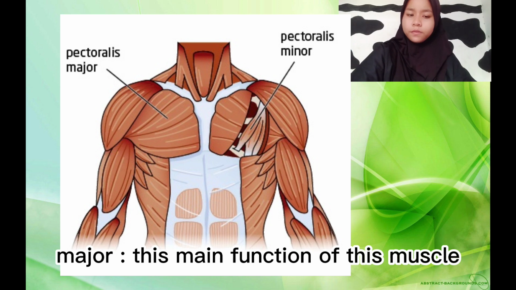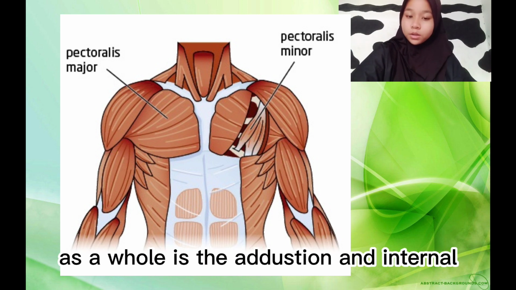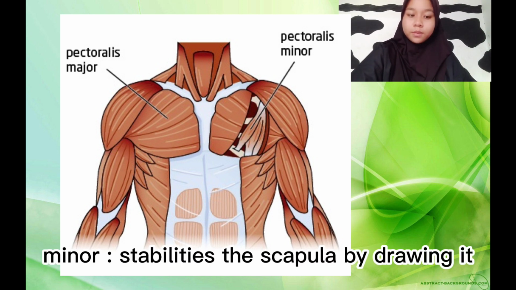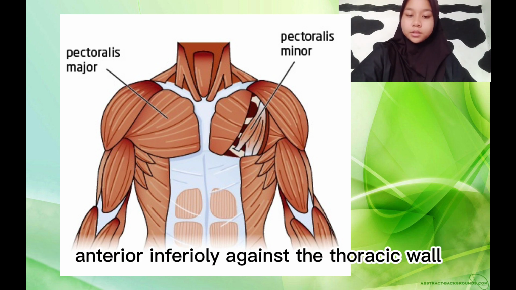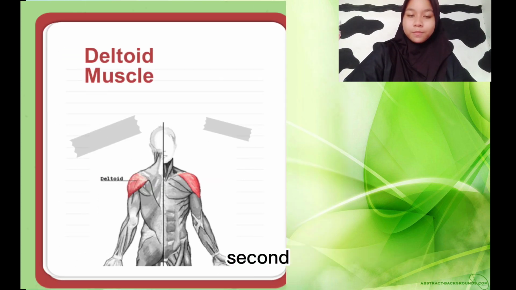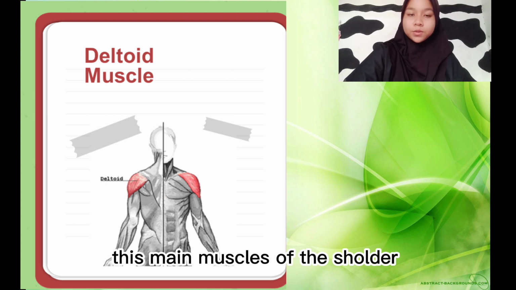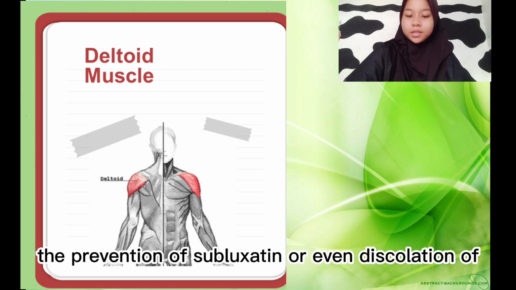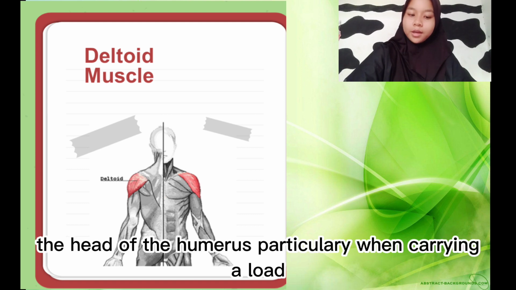Major: the main function of this muscle as a whole is the adduction and internal rotation of the arm at the shoulder joint. Minor stabilizes the scapula by drawing it anterolaterally against the thoracic wall. Second, the deltoid muscle, the main muscle of the shoulders. An important function of the deltoid muscle is the prevention of subluxation or even dislocation of the head of the humerus, particularly when carrying a load.